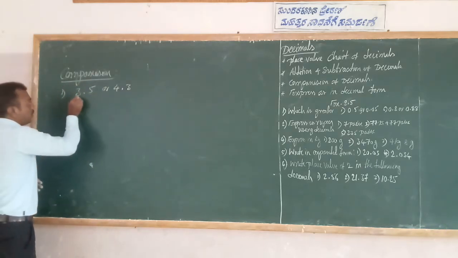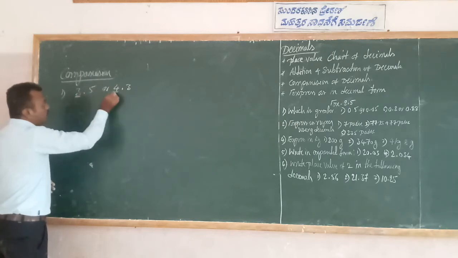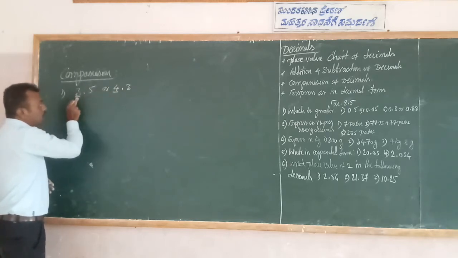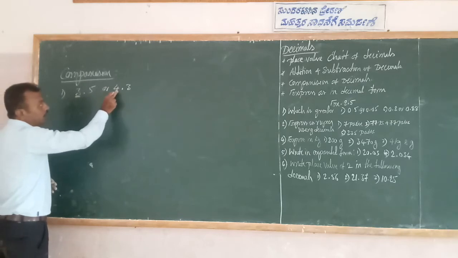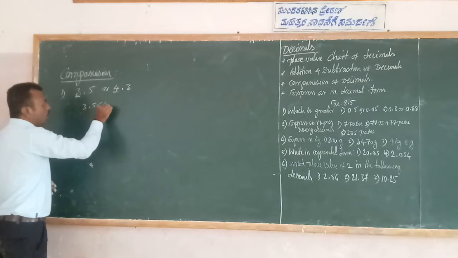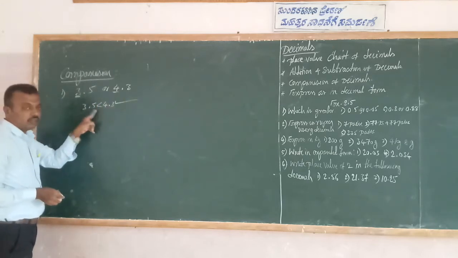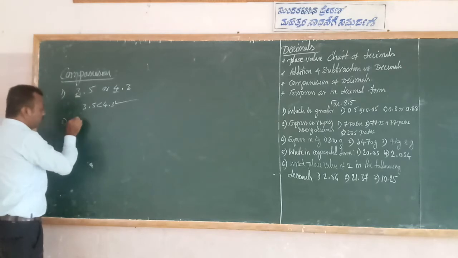First we have to compare the ones place. In that ones place, what is there here? 3. Here 4. Which is greater? This 4 is greater. Therefore 3.5 is less than 4.3. Therefore 4.3 is greater. 3.5 is smaller.